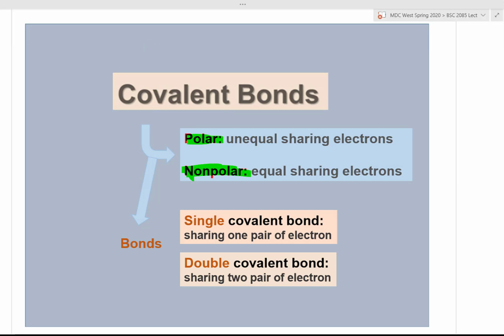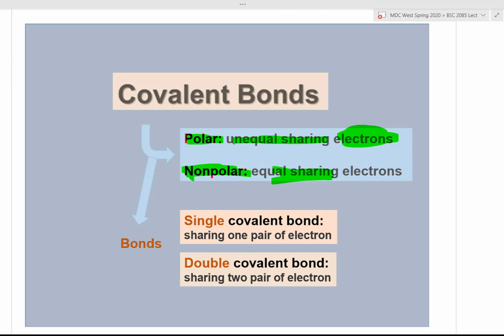On the polar one, you have, of course, unequal sharing of electrons. Why is it unequal? Because if it were equal, then you would have what? No charge difference. So if it's unequal, that makes a difference in positive or negative at one end or the other end. A non-polar has what? Equal sharing. If you share the same thing, of course, you're going to get the same charges throughout. Now, this covalent bonding can have a difference in charge or no difference.